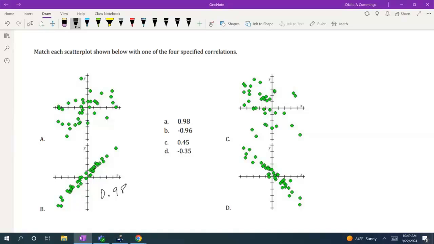If I take a look at C, notice as I read C from left to right, the graph is descending, so I know that my R value is negative. Those points appear to be close to a central line that can be drawn through, so my R value is negative 0.96.